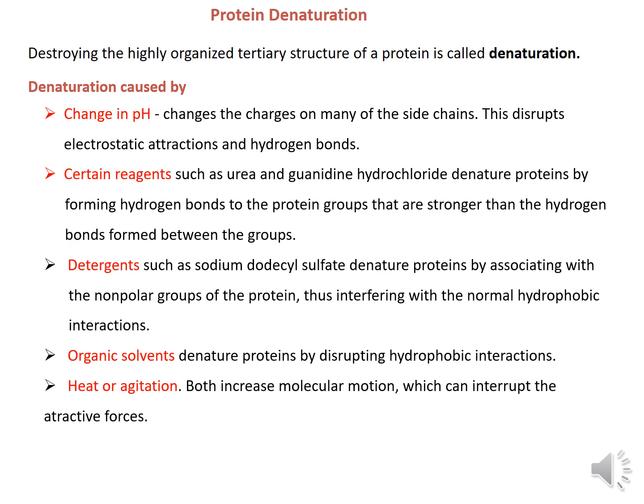And again, organic solvents, or the application of heat or agitation. Heat or agitation increases the molecular motions, which can interrupt the attractive forces available in the molecule. So these are the several factors influencing the denaturation of proteins: pH, certain reagents, detergents, organic solvents, and heat or agitation. Remember, thank you.